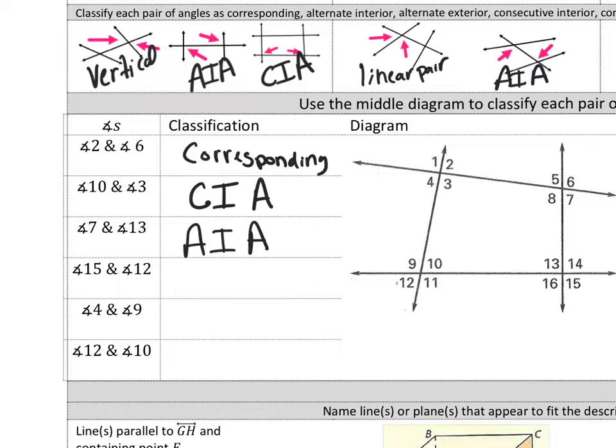Next, we have 15 and 12. So we'll find 15, we'll find 12. Those ones are on the outside, on the same side. Outside and on the same side. So consecutive exterior angles. Four and 9. Here's 4. Here's 9. Those are on the same side but inside. Same side but on the inside is consecutive interior angles.